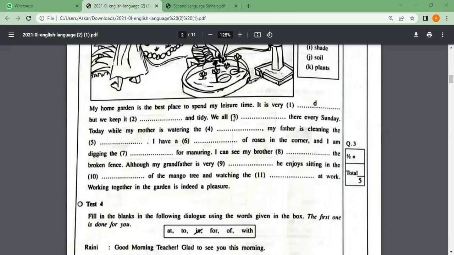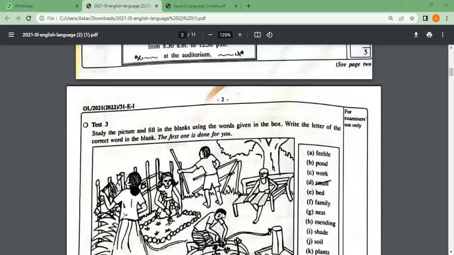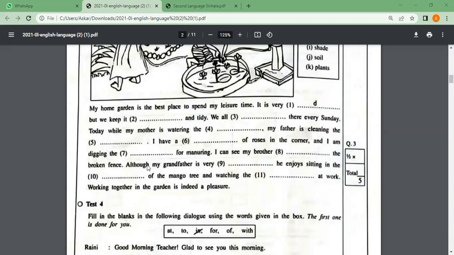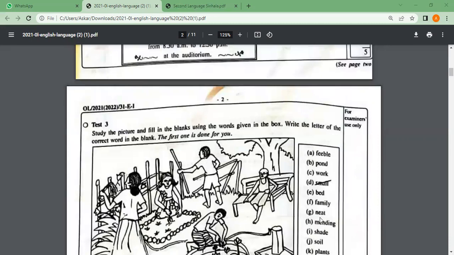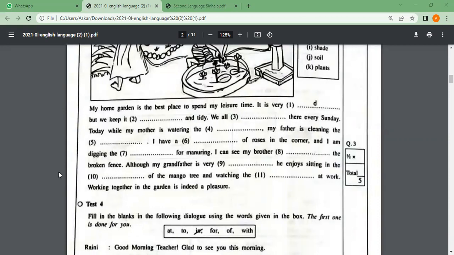So I can see my brother mending the broken fence. So he is repairing the broken fence, which I had said before. Although my grandfather is very feeble, he is very weak, he enjoys sitting in the shade. He is sitting under the tree, enjoying the shade of the mango tree and watching the family at work. Working together in the garden is indeed a pleasure. So now I will write the answers and then go on to the next part.